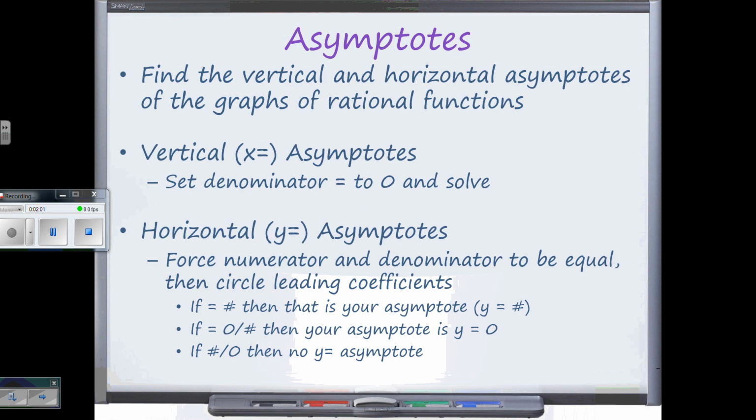Okay, find vertical and horizontal asymptotes of a graph. Vertical or x equal asymptotes. What is the rational function, which means we have a denominator that isn't 1. Set the denominator equal to 0 and solve that. That gives you your x equal. So for example, if I have 1 over x minus 2, x minus 2 equals 0, x equals 2, that is my x equal asymptote.